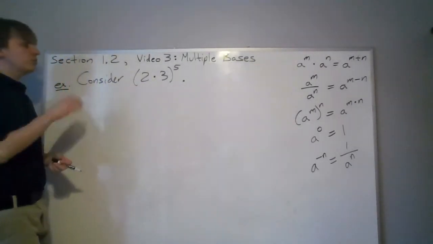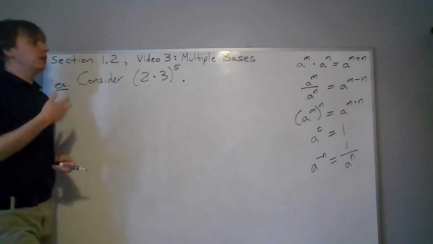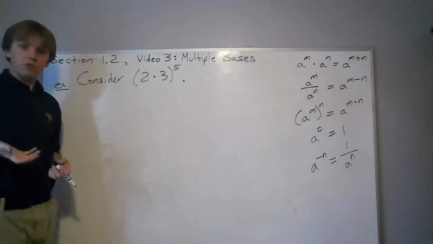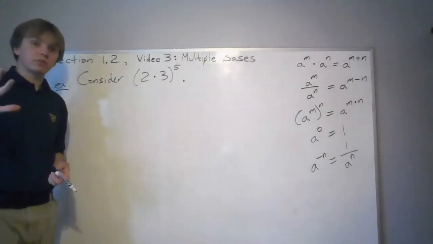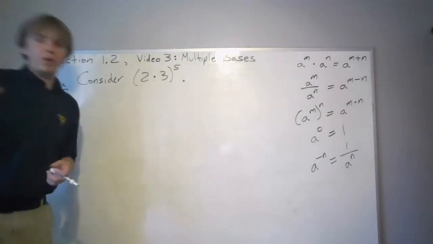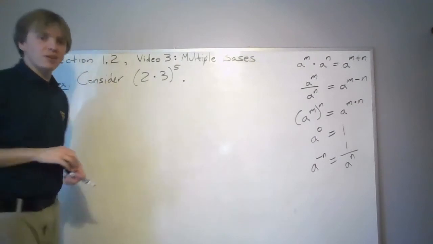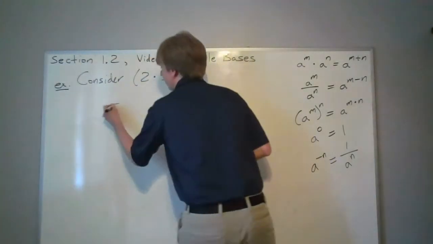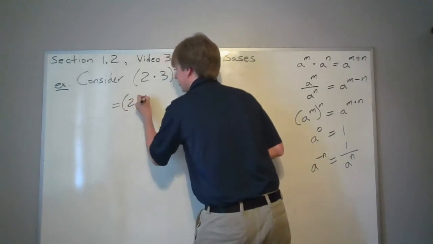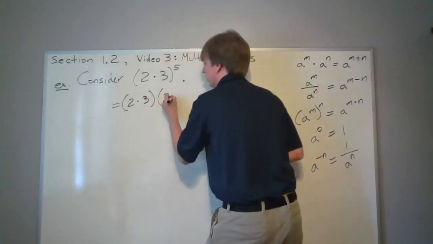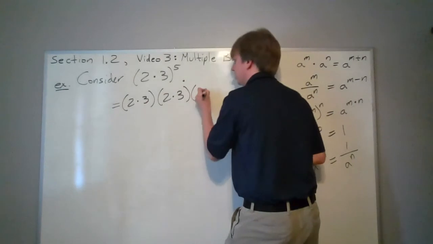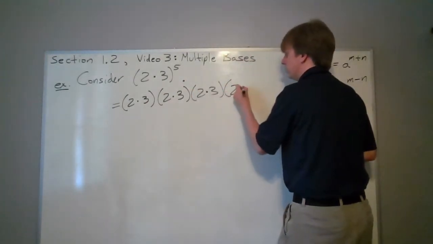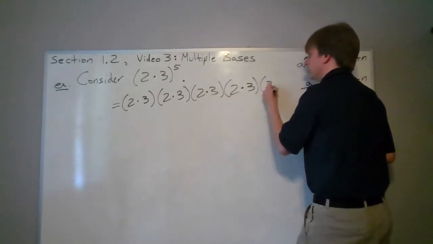Okay, so if we have 2 times 3, the quantity raised to the 5th power, then that means we're going to multiply 2 times 3 times itself 5 times. That's what the 5th power means. I should probably move my hand so it's actually on the screen. That would help. Okay, so 2 times 3 to the 5th power would mean 2 times 3, 2 times 3, 2 times 3, 2 times 3, 2 times 3.